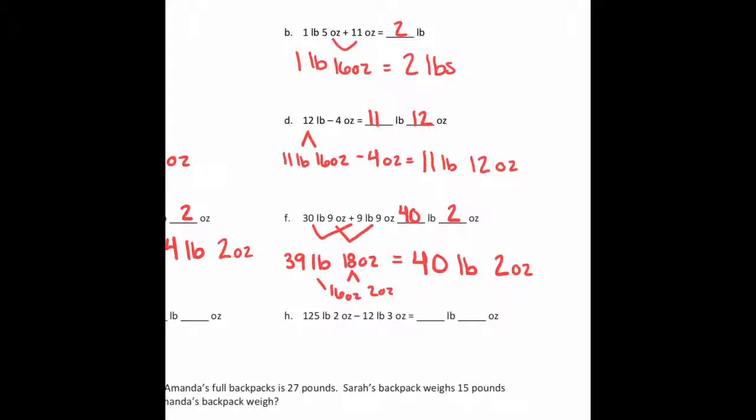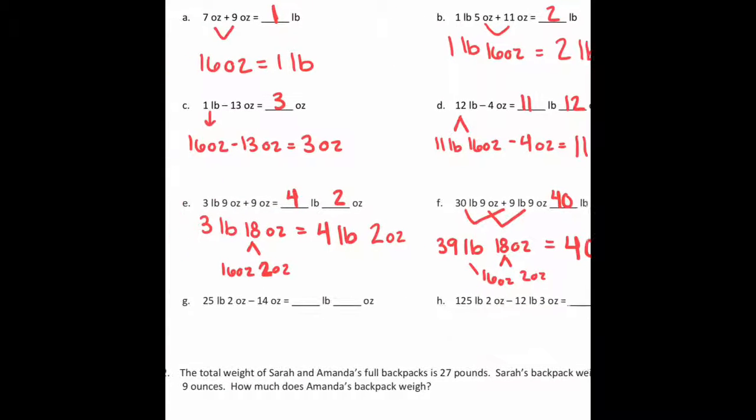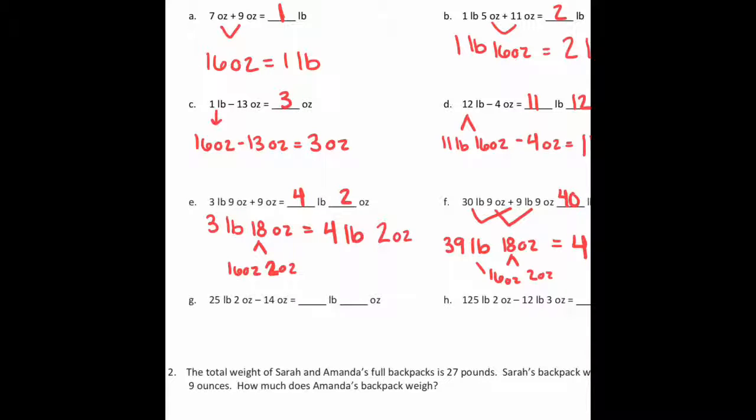All right, let's look at G. We've got 25 pounds and 2 ounces minus 14 ounces. There's not enough ounces to take from the first term, so we're going to split 25 pounds up into 24 pounds and 16 ounces. We've got to add it back to those 2 ounces that we have. So we'll say 24 pounds and 18 ounces minus 14 ounces, which will leave us with 24 pounds and 4 ounces.